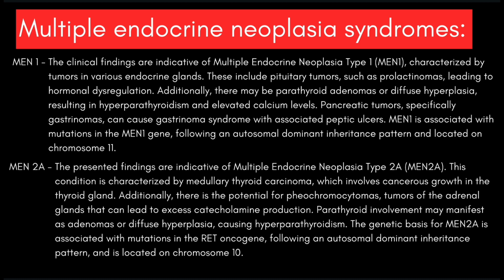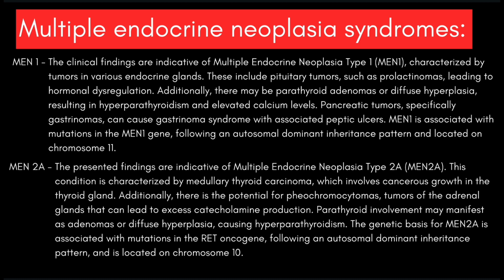These include pituitary tumors such as prolactinomas, which lead to hormonal dysregulation. Additionally, there may be parathyroid adenomas or diffuse hyperplasia, resulting in hyperparathyroidism and elevated calcium levels. Pancreatic tumors, specifically gastrinomas, can cause gastrinoma syndrome with associated peptic ulcers. Multiple endocrine neoplasia type 1 is associated with mutations in the MEN1 gene following an autosomal dominant inheritance pattern and is located on chromosome 11. A lot to take in there, but moving on.